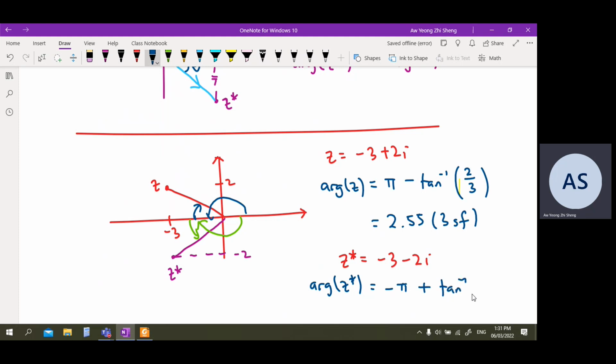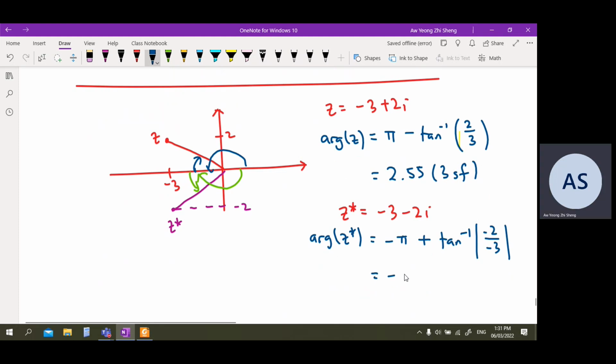angle, inverse tangent of modulus y over x. So this is minus pi plus inverse tangent of 2/3. Minus pi plus inverse tangent of 2/3. Pressing your calculator, you get negative 2.55.